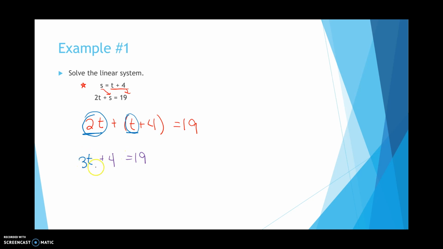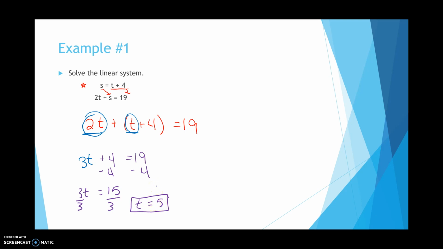I need to solve for t here, so I'm going to solve the equation. I'll subtract 4 from both sides first, and I'll get 3t equals 19 minus 4, which gives me 15. Divide both sides by 3 to get t by itself, and I'm going to get t equals 15 divided by 3, which is 5. So what I've done now is I have solved for t.